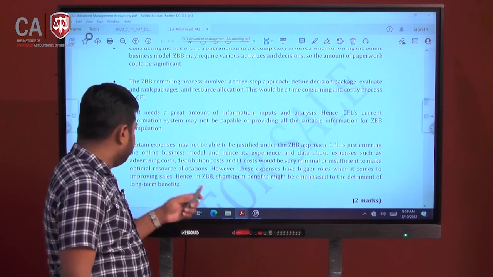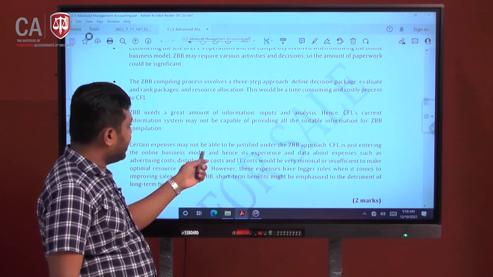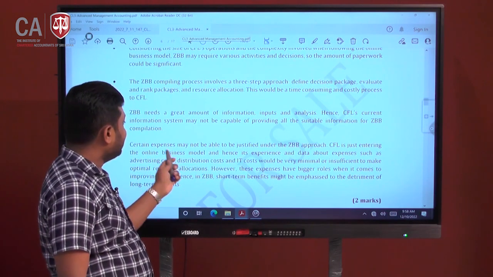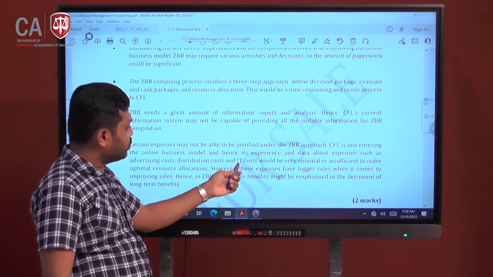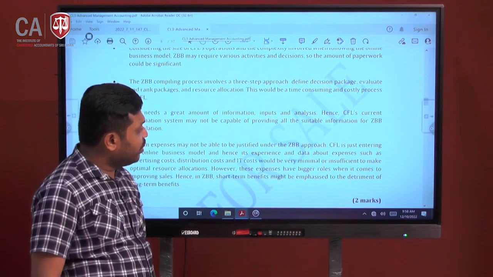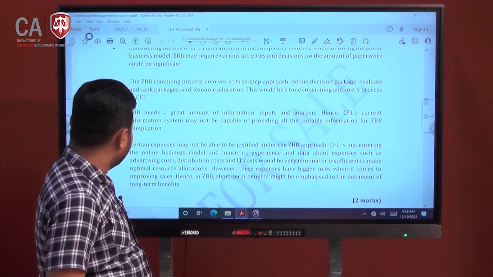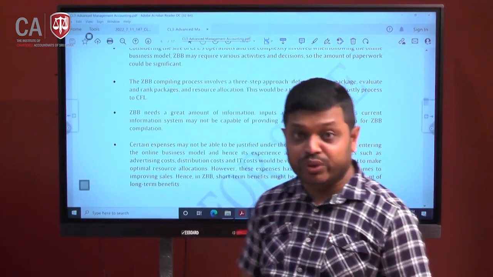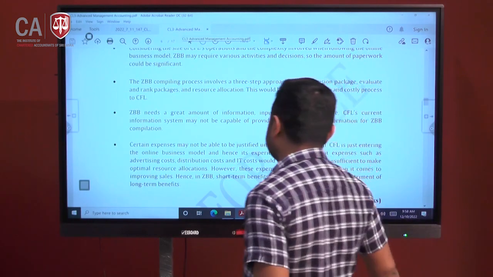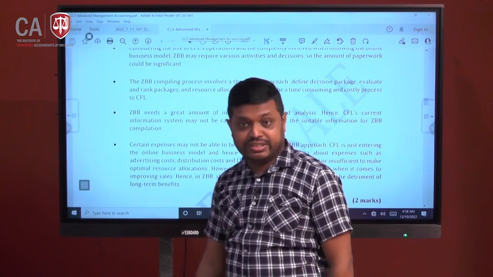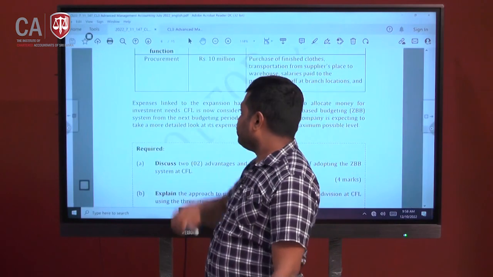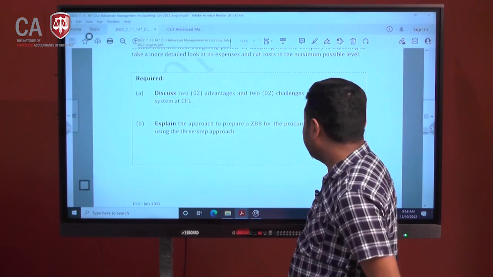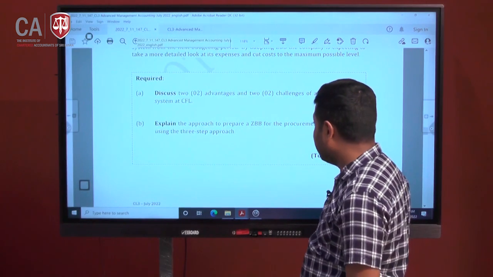CFL is just entering the online business model, and hence its experience and data about expenses such as advertising cost, distribution cost and IT cost would be very minimal or insufficient to make optimal resource allocation. Those are the areas you need to look at. Those are the challenges we can highlight, right. Then those advantages and disadvantages, or challenges, you have to explain.